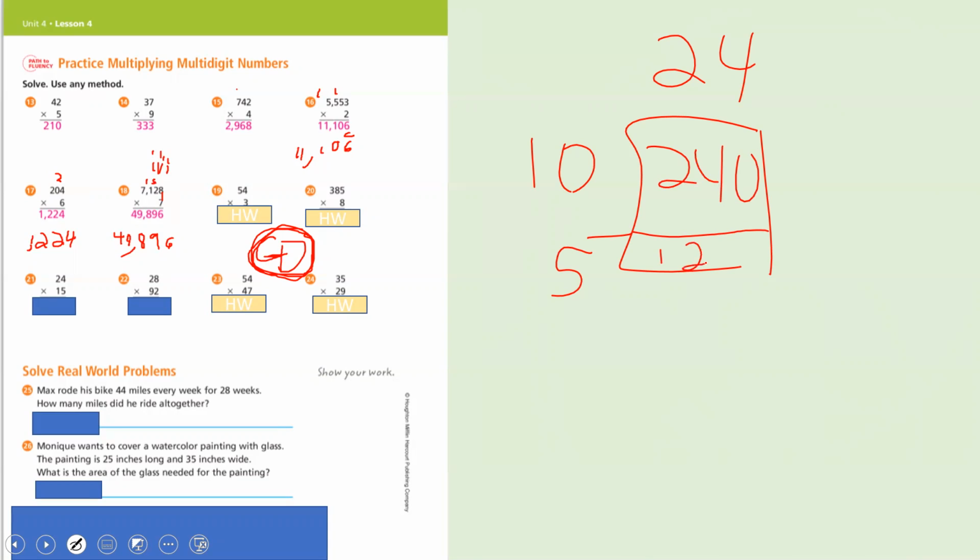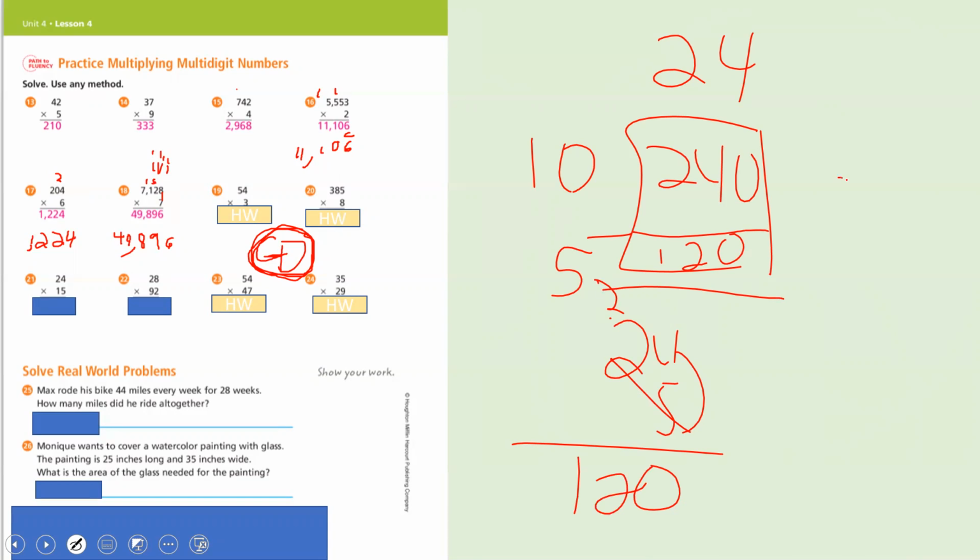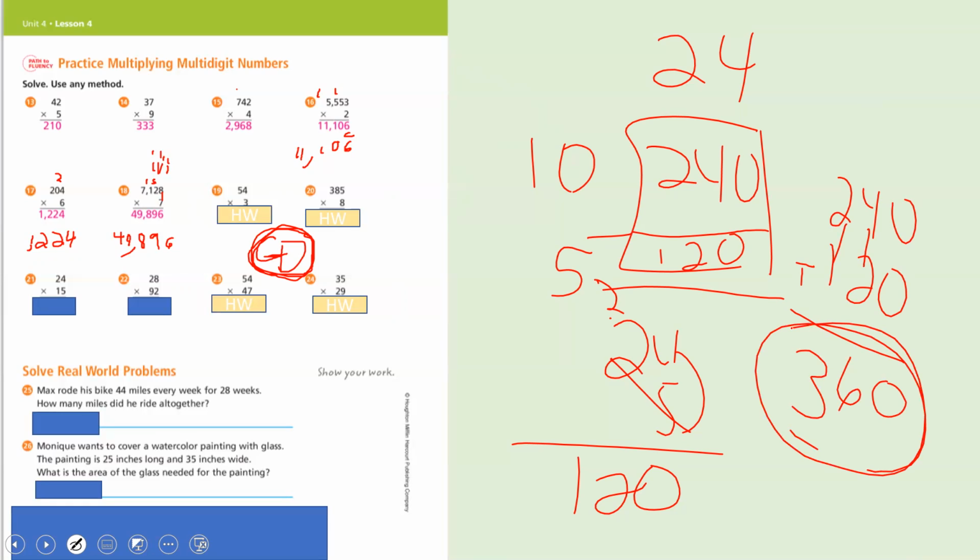I know that's 120. But if you don't know that, then go ahead somewhere on your paper, do 24 times 5. 5 times 4 is 20, 10, 11, 12. So that's 120. Now somewhere we just need to take our 240, take our 120, and add those together. 0 plus 0 is 0, 4 plus 2 is 6, and 2 plus 1 is 3. That answer is 360. Okay?